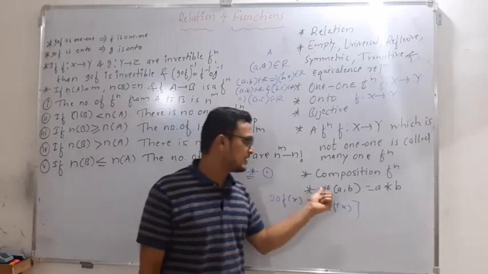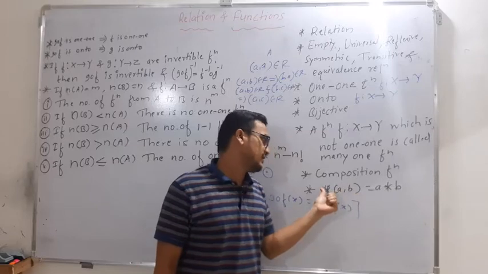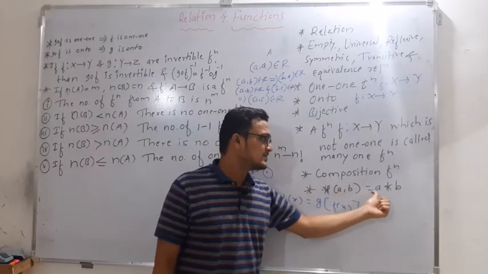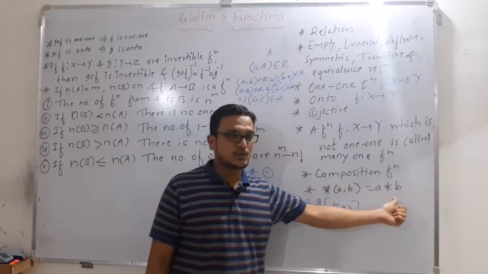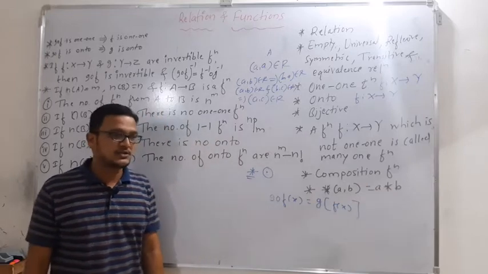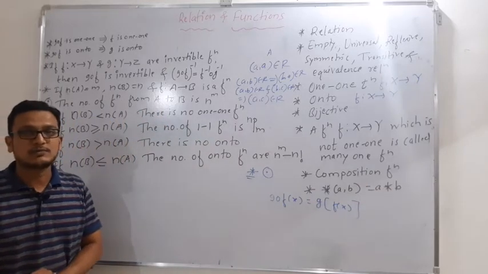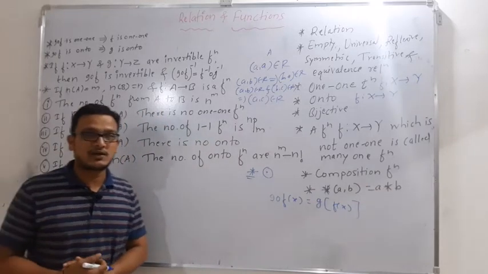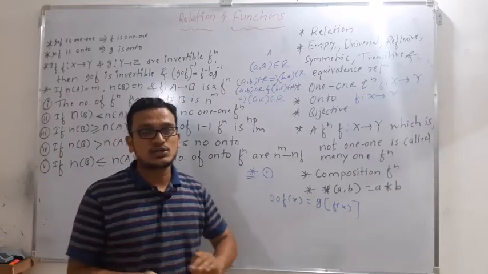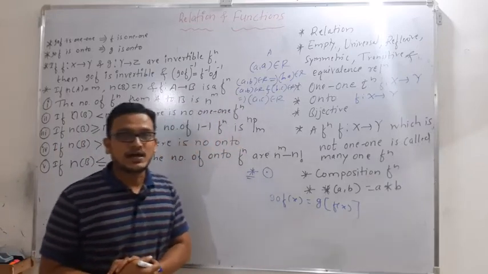So how is it given? The binary operation of A and B is equal to A star B. In this binary operation we have seen some of the laws, that is closure law, commutative law, associative law, and existence of identity.